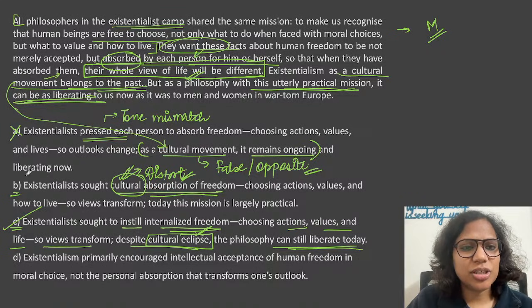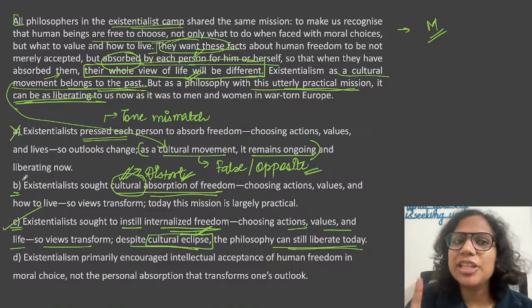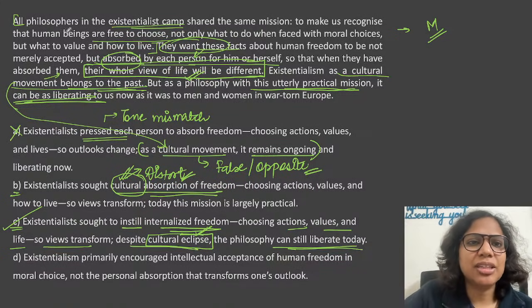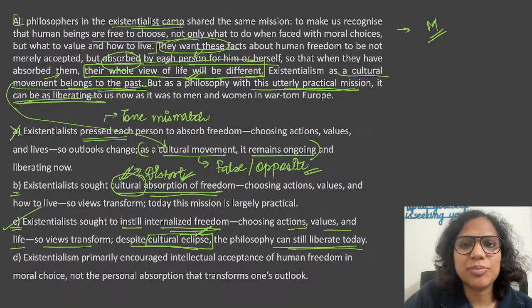Now here see, I didn't explain the meaning of the paragraph in detail to you. I just made you notice certain facts. They want people to choose for themselves. They want people to absorb, but they're not pressing each person to do that. Right? The absorption is not cultural in nature.